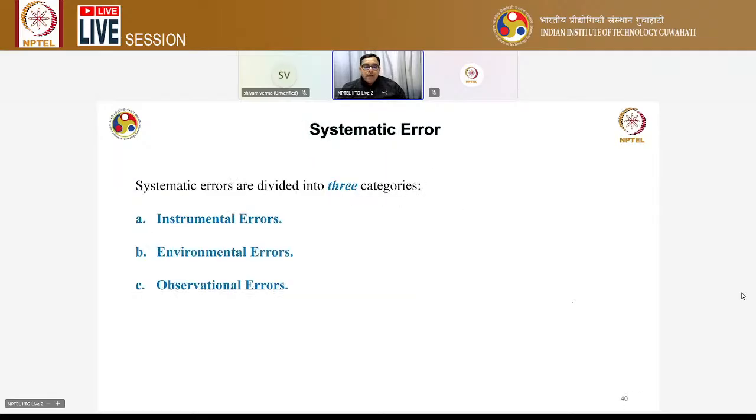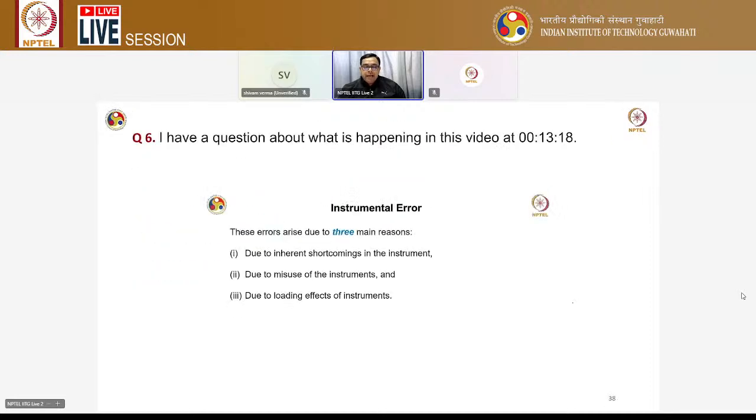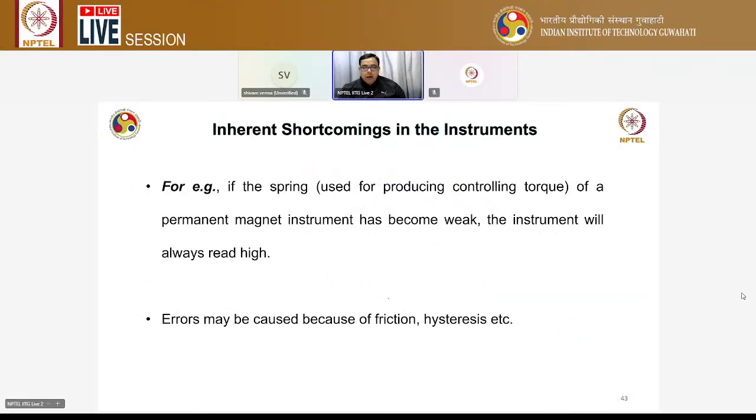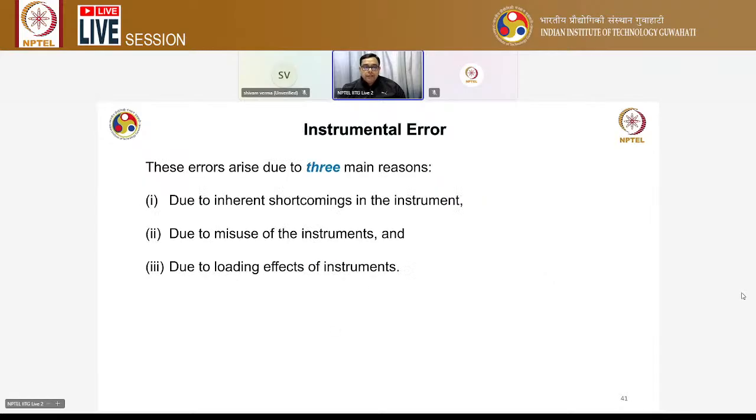Now, among these, instrumental errors can arise due to 3 main reasons: inherent shortcomings in the instrument, misuse of the instrument, and the loading effect of the instrument. I think this was exactly the doubt: how do these errors arise, and what do we mean by inherent shortcomings, misuse of the instrument, and the loading effect of the instrument? So let's try to understand all these 3 points briefly.